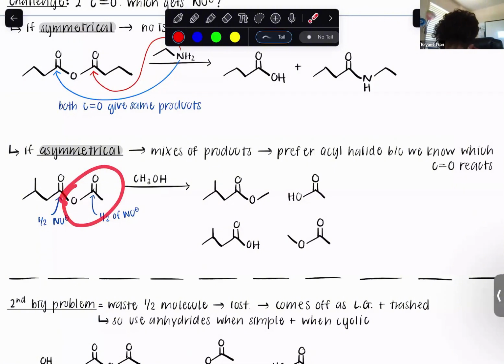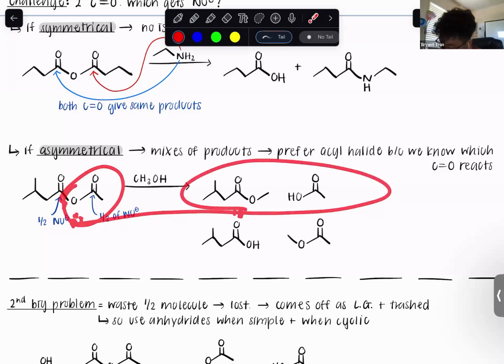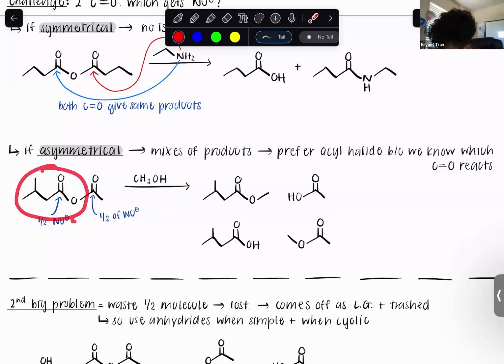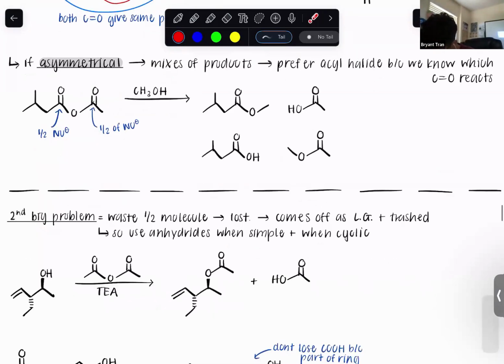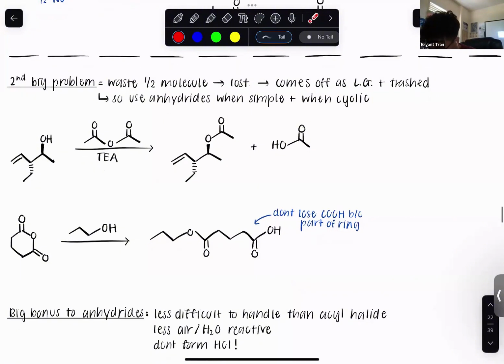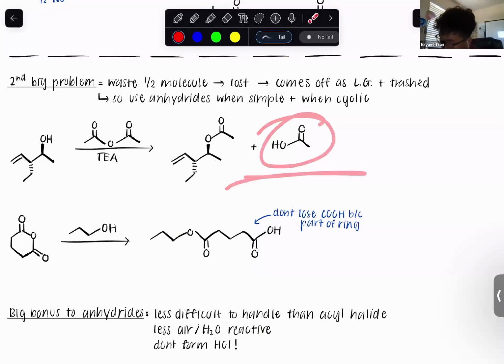Like this could be the LG, resulting in these products here, right? Or this could be the LG, the leaving group, resulting in these products here, right? So those are the mix of products if you had an asymmetrical anhydride. The second big problem is that you're going to waste half of the molecule. It comes off with this leaving group, trash, so use anhydrides when simple and cyclic. Half of the molecule gets lost as carboxylic acid, and that could be messy in lab, right?